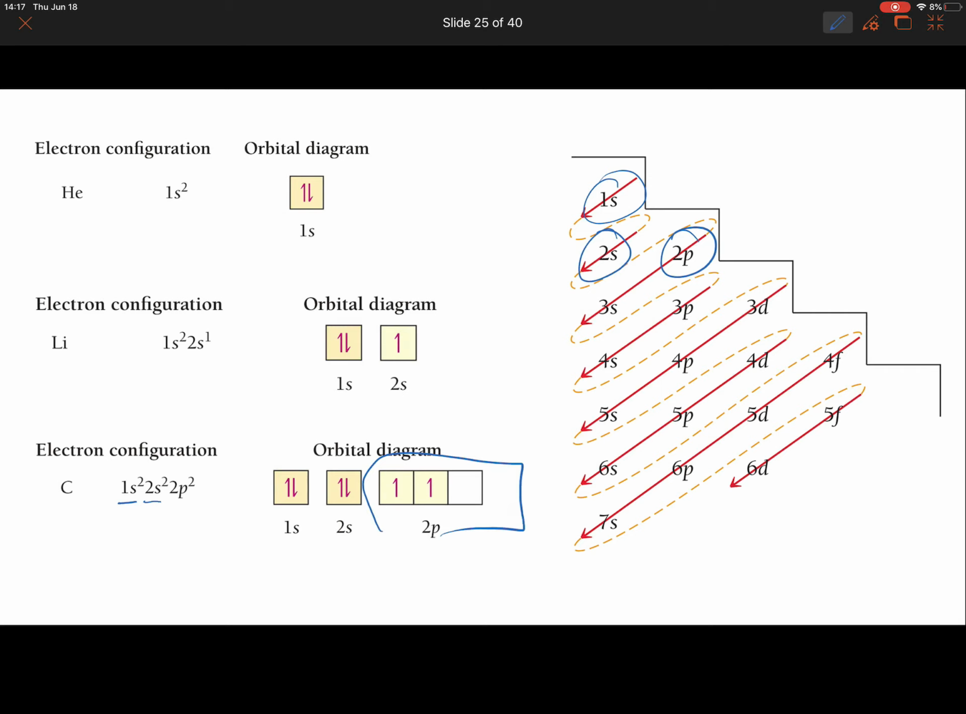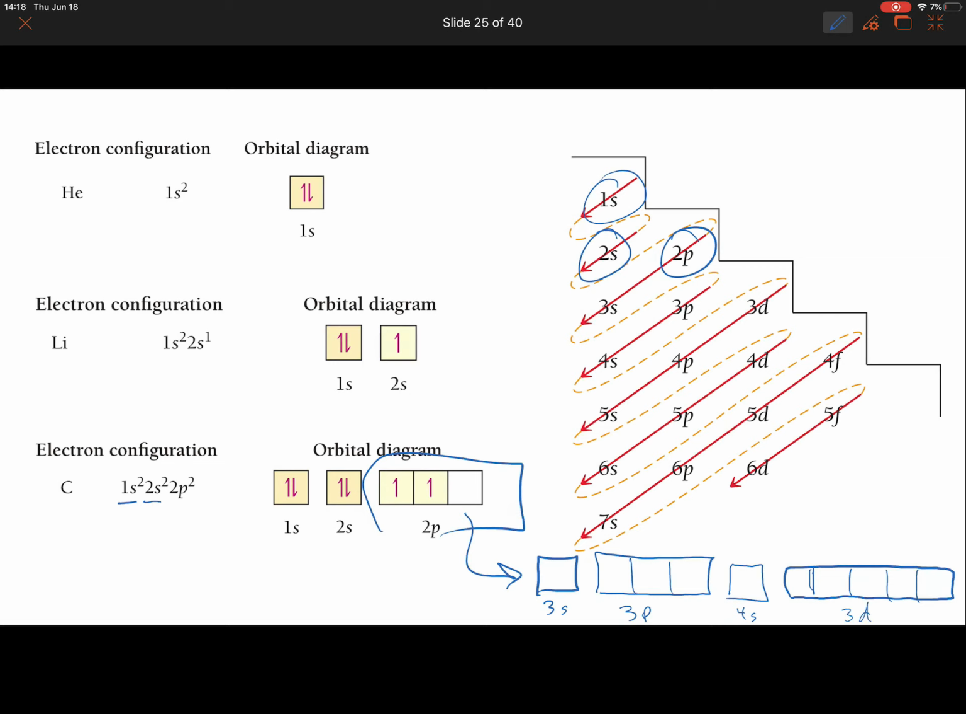So if I wanted to keep going in this direction, it would be 1s, 2s, then 2p. Then I would do a 3s, and then a 3p. Then it would be a 4s, because 4 comes after 3p. And then it would be 3d. And 3d, if you remember, there were 5 d subshells. So you'd want to show all 5 of the 3ds. There are 7 f subshells that we didn't look at. So there's 3 types of p, 5 types of d, and 7 types of f.